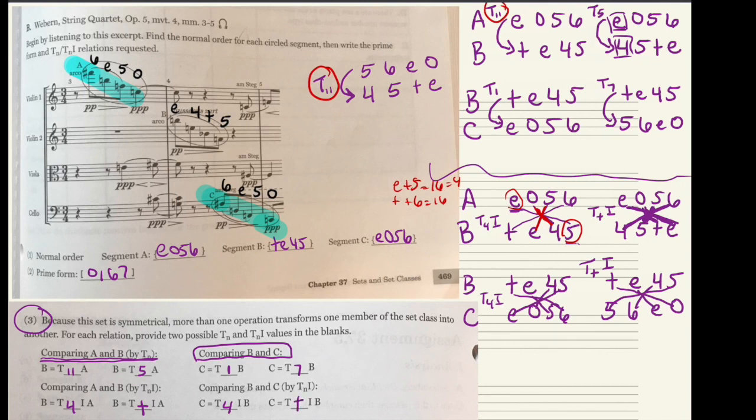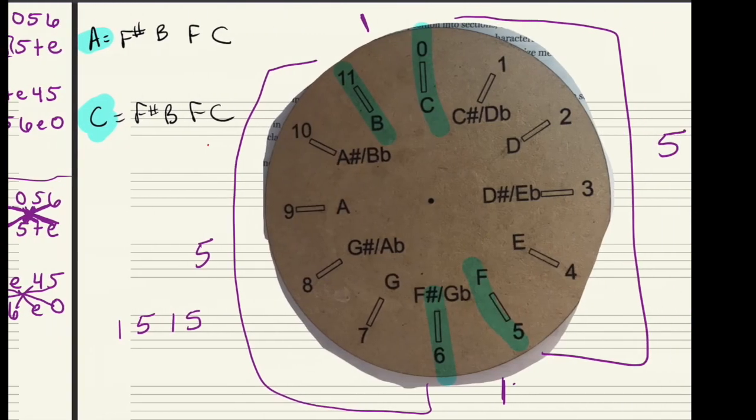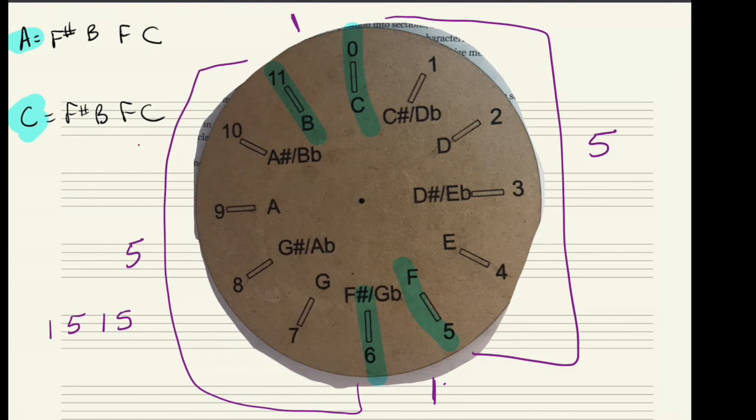I hope this video helped explain a little bit why there are two possibilities for everything here when we're comparing things. And it's all because the set is symmetrically organized with that half step, then 5 half steps of spacing, 1 half step, then 5 half steps of spacing. And we saw that in the organization around the clock face.